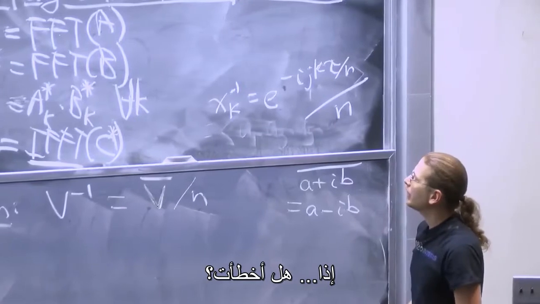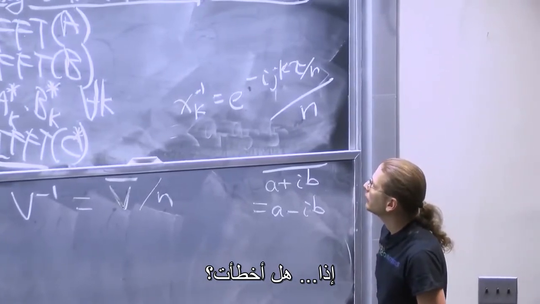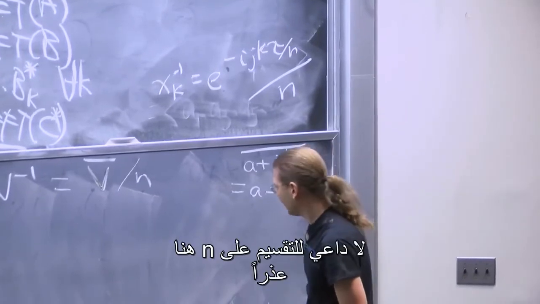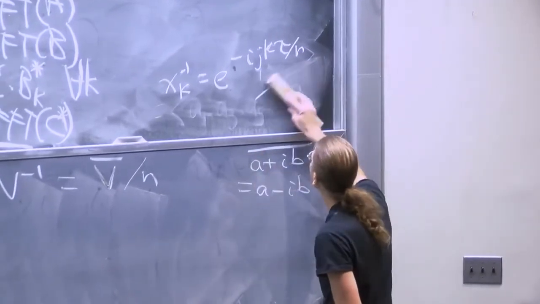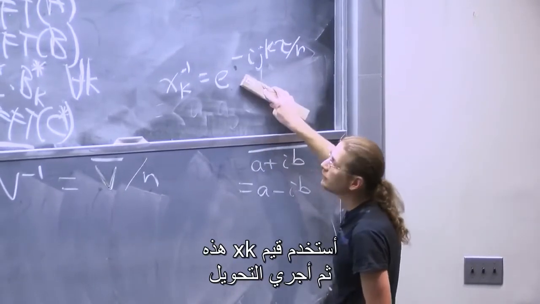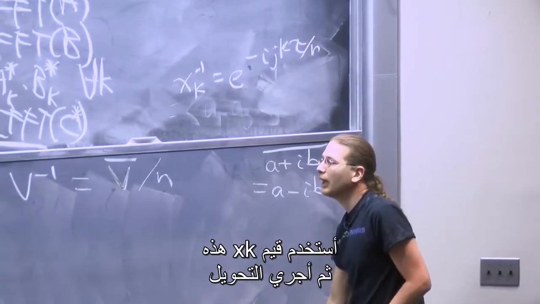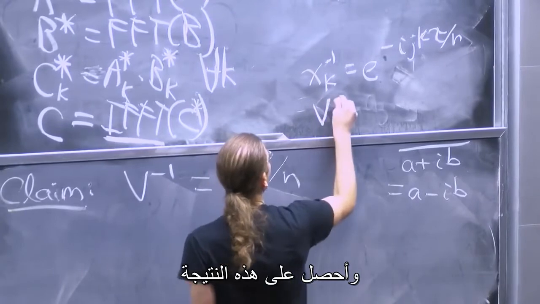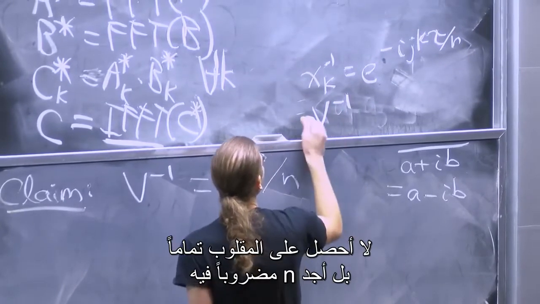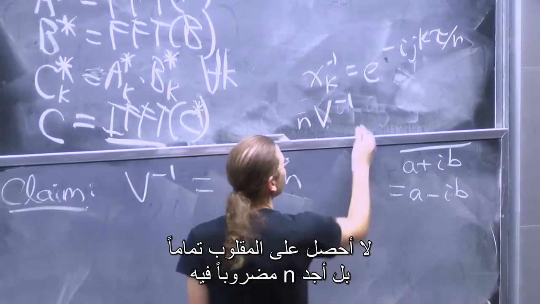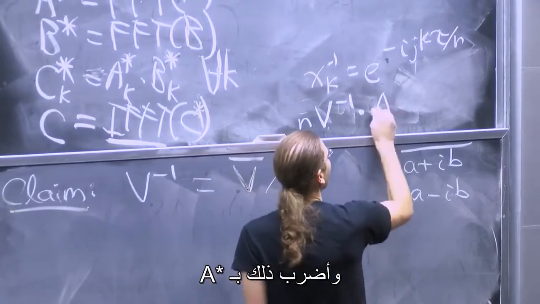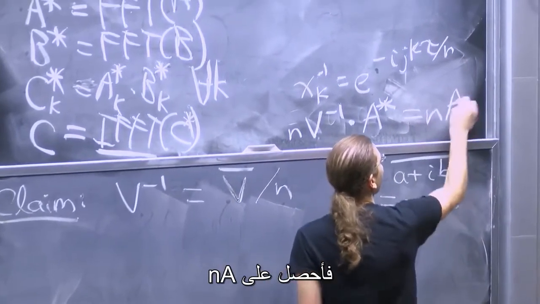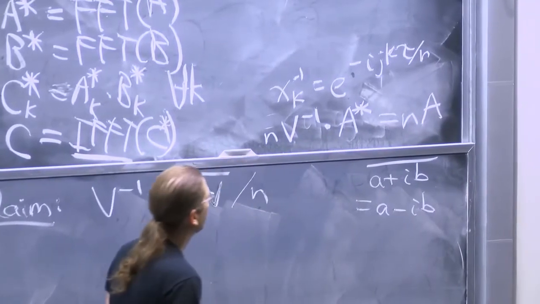Did I lie? I can't divide by n, sorry. It's in the wrong spot. I use these xk's, and then I apply the transform. I take this thing, I get not quite V inverse, but I end up getting n V inverse. I multiply that by my A star. That's going to give me n times A. Okay?